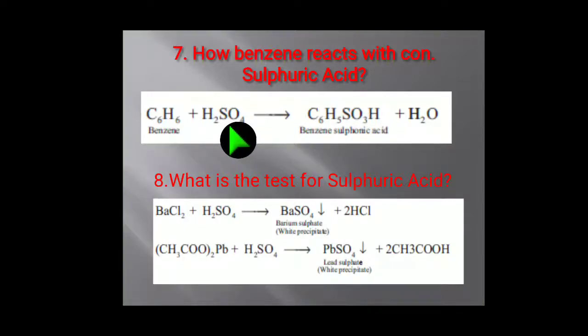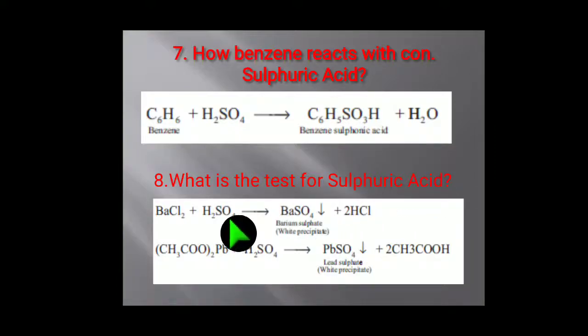In sulfuric acid, when we remove the OH, HSO3 will form. HSO3 is directly bonded with the C6H5. So benzene sulfonic acid. Okay, question number 8. What is the test for sulfuric acid? So how to test the sulfuric acid?